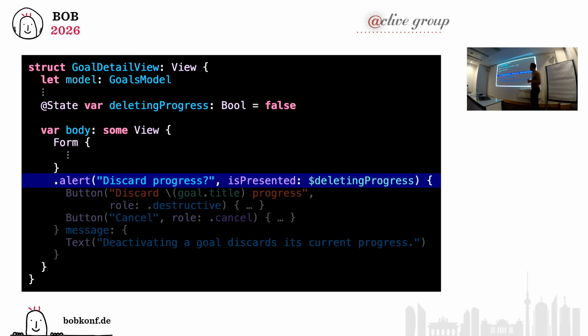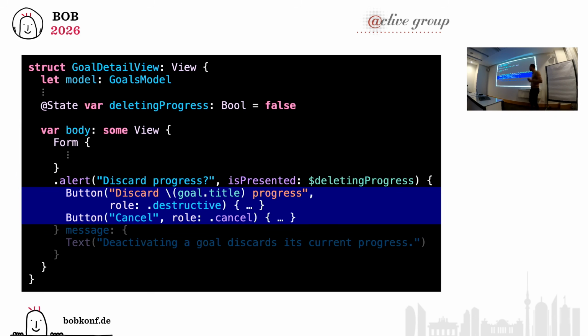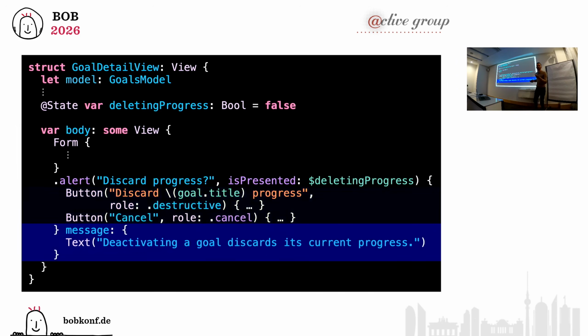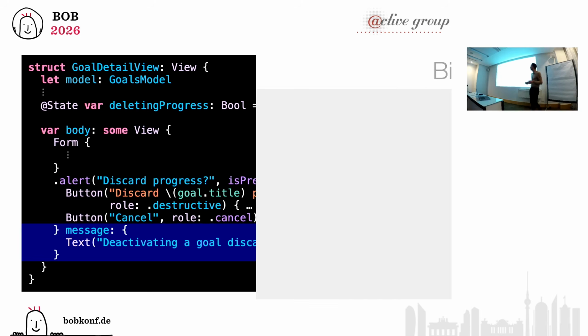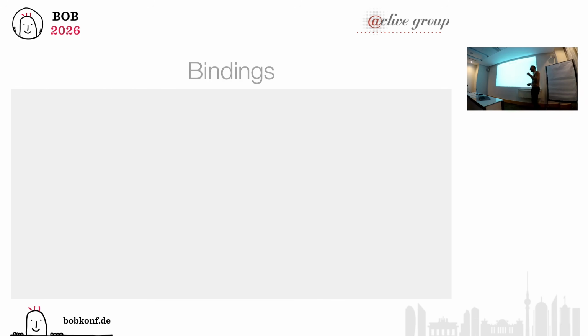And then we can configure the alert. It has some buttons. In our case, it had 2. And then there's a message to it. Again, this just says what ought to be on the screen. It's SwiftUI's problem to render it, realize it. Now, I forgot one thing here.